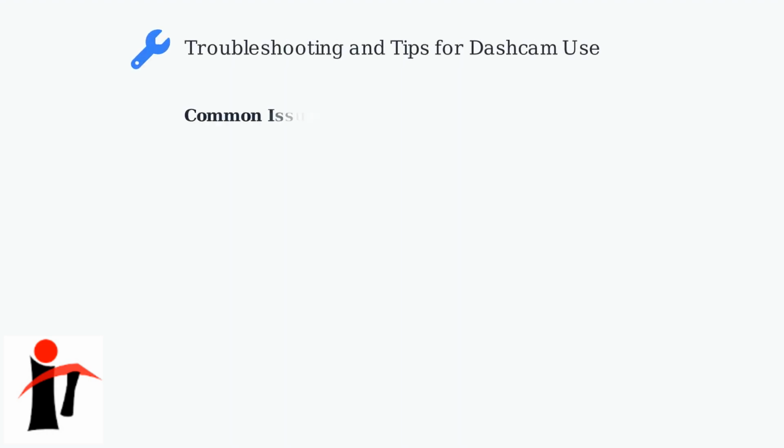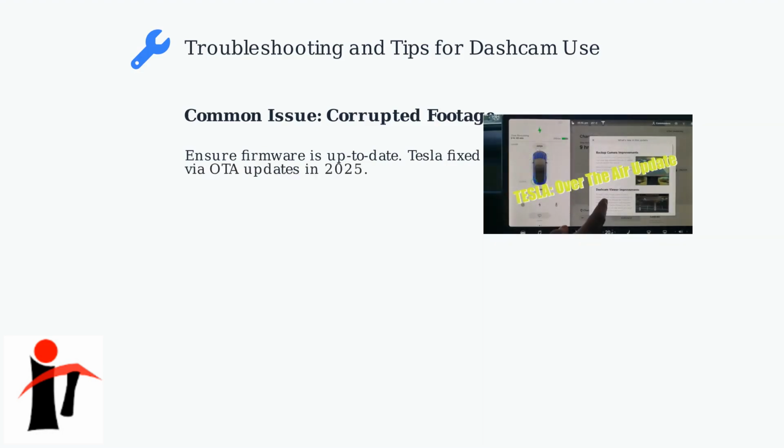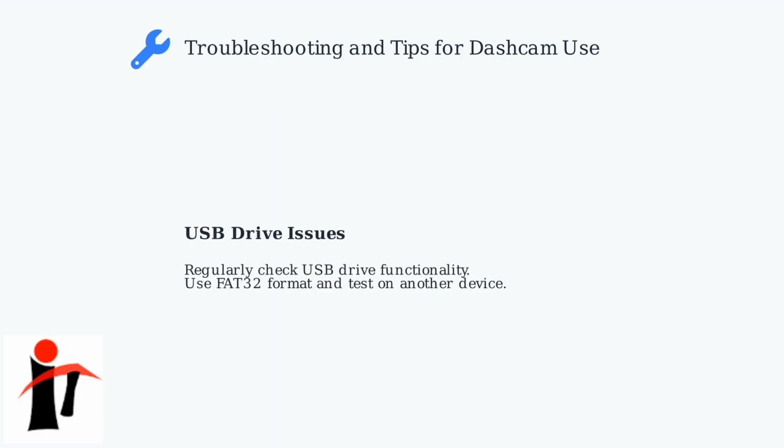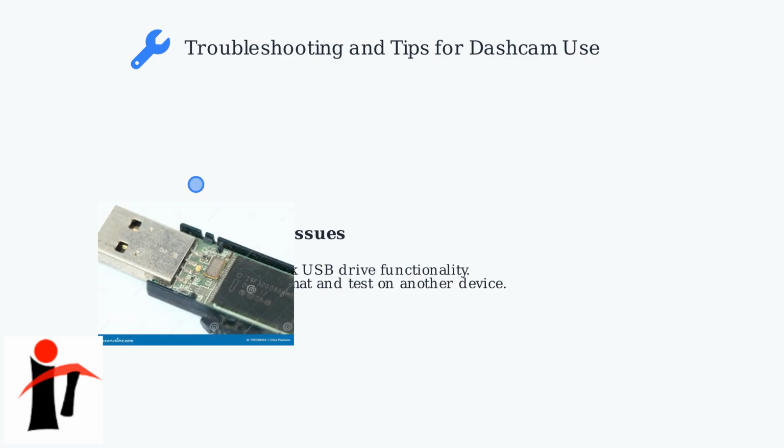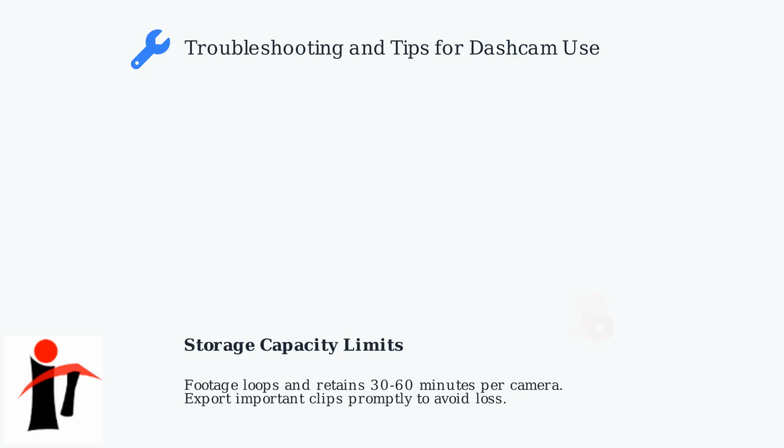Common issues with Tesla dashcam include corrupted footage, which can often be resolved by ensuring your vehicle's firmware is up to date. Tesla addressed export bugs through over-the-air updates in 2025. For USB drive problems, regularly verify that your drive is functioning properly. Format it as FAT32 and test it on another device before use. Remember that storage capacity is limited, typically retaining 30 to 60 minutes of footage per camera in a loop. Export important clips promptly to prevent them from being overwritten.